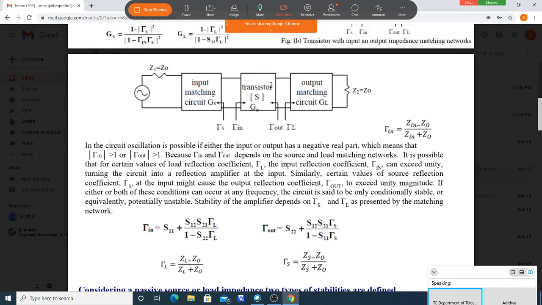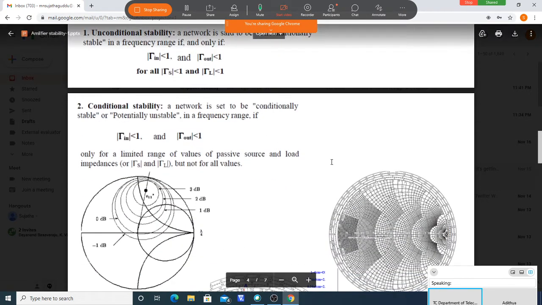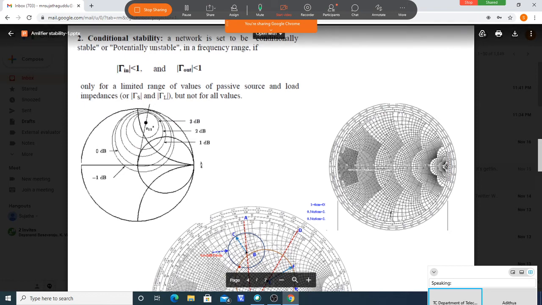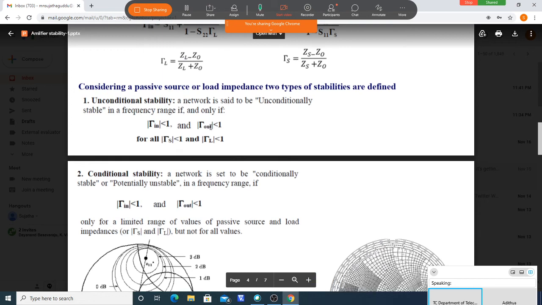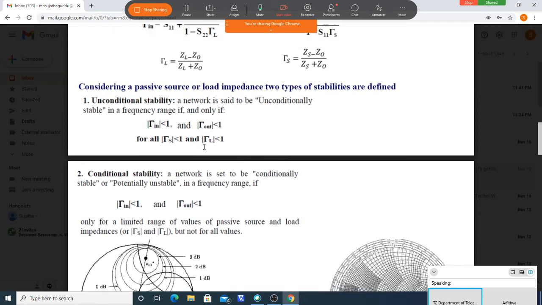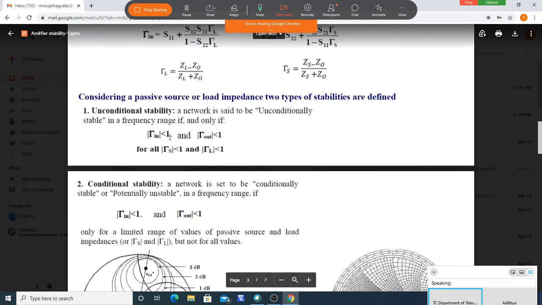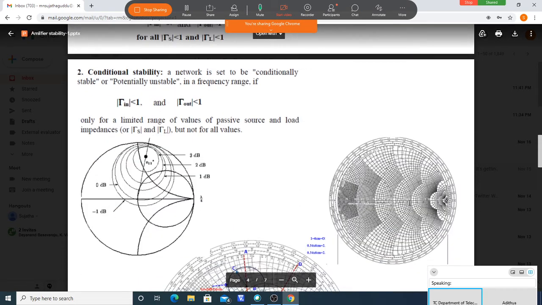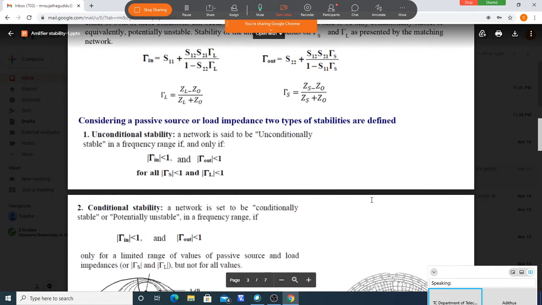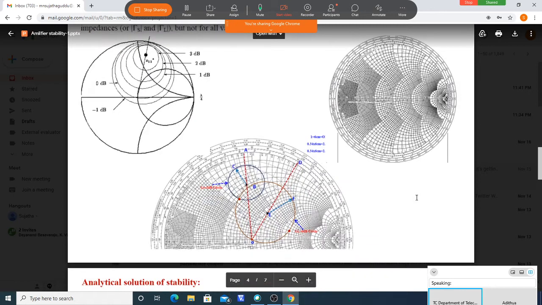In the beginning itself, you can check for the given transistor. If you take any value over this, it will never oscillate. That means Γin and Γout are always lesser than 1. See how to check it: is it conditional stability or unconditional stability? Unconditionally stable means you can take any value over this Smith chart, no problem. Γin and Γout will never become greater than 1. You can choose any value over this as a stable one.